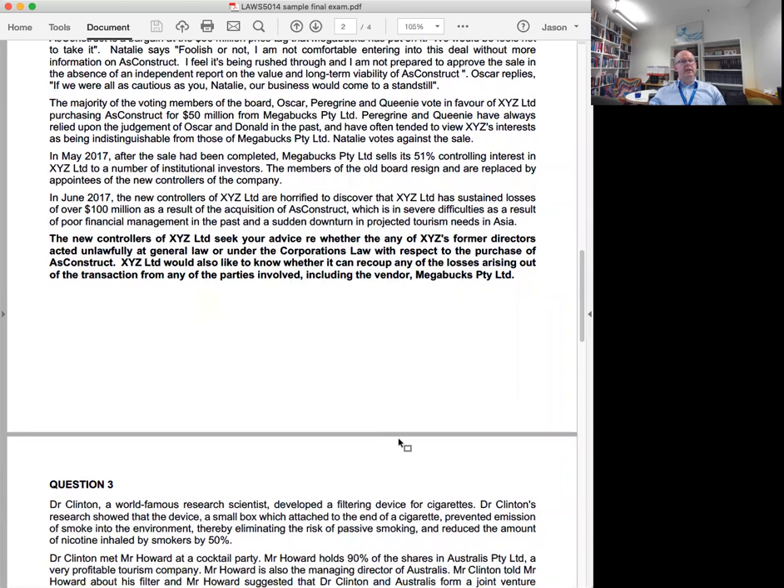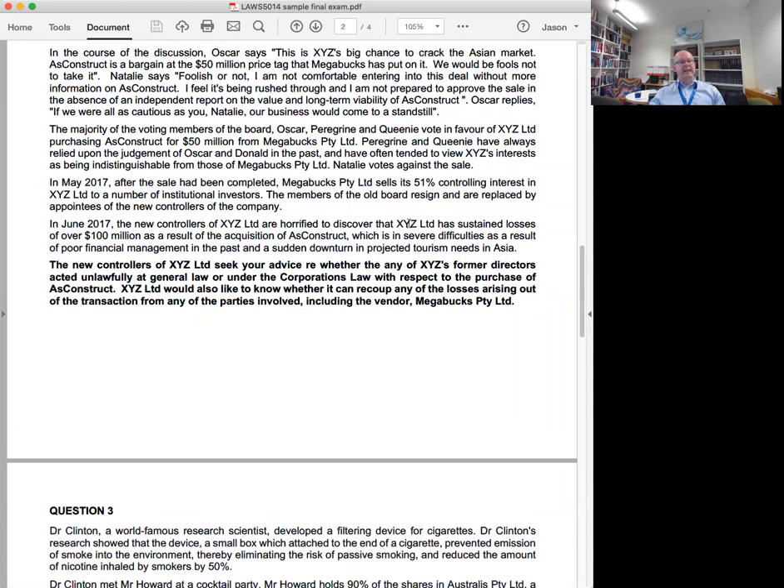Then what else have we got here? Natalie votes against it. That's probably not enough to save Natalie. The board acts as a collective. It doesn't really matter if you voted against it. We know that Peregrine and Queenie have always relied on the judgment of Oscar and Donald, tended to view XYZ's interests as being indistinguishable from those of Megabucks. Are they really acting in the best interests of their company? This brings into play questions about Equity Corp, Charter Bridge test.